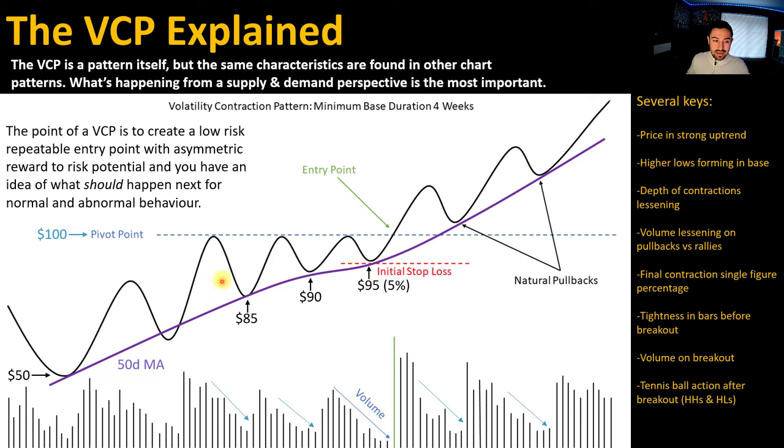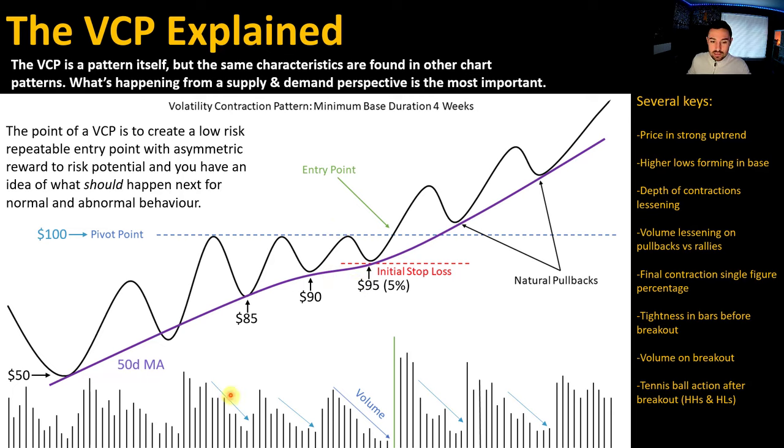That's very good. Just as a rough kind of indicator, ideally the contractions are pretty much halving in terms of percentages each time, so you could go from like 20% to 10% to 5%. It doesn't always have to be that perfect, but the better ones will. You'll generally see that the depth of the contractions are roughly halving each time, but certainly the final contraction over here, you'd like it to be in single figures.